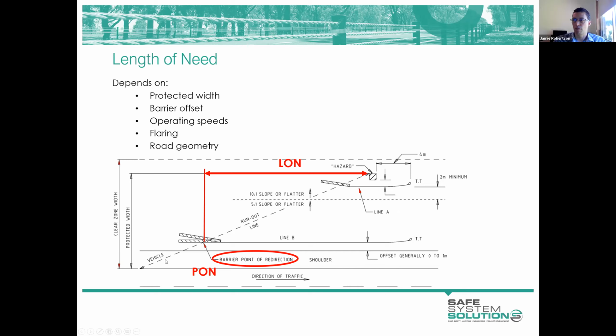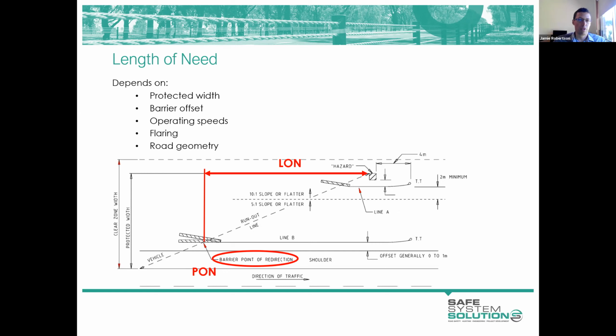I will. So you'll see here there's a run out line drawn from the edge of the road to meet the hazard. There are some set angles at which we construct that line, and I'll talk to that shortly. So our length of need depends on a few things. The protected width, which you can see here, it's the distance from the edge of the traffic lane to the back of the hazard, the furthest part of the hazard from the road.